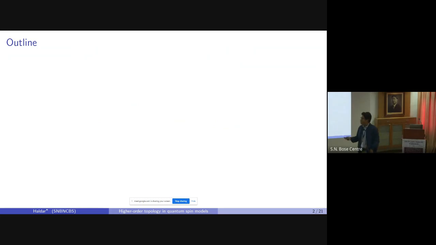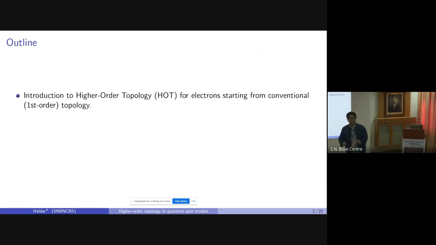The talk will go as follows. First, I will try to give a brief pedagogical introduction to what is higher order topology. I will do this starting from conventional first order topological ideas, which you probably have seen in this workshop. This will be done first for electrons.